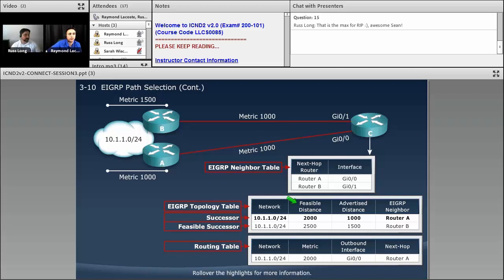Well, it's relatively simple, folks. The one with the lower feasible distance is the one that is the best route. And we can see here, feasible distance is 2,000 versus 2,500. 2,000 is lower than 2,500. Therefore, we are going to put the path through router A in our routing table. And we can see that. It says to get to 10.1.1.0/24, the metric is 2,000. We're going to use gigabit Ethernet 0/0 to get there, and it's through router A.